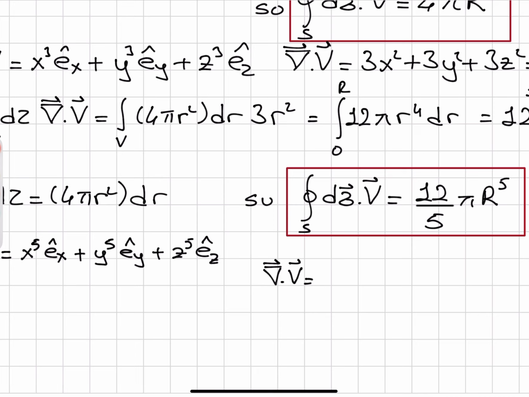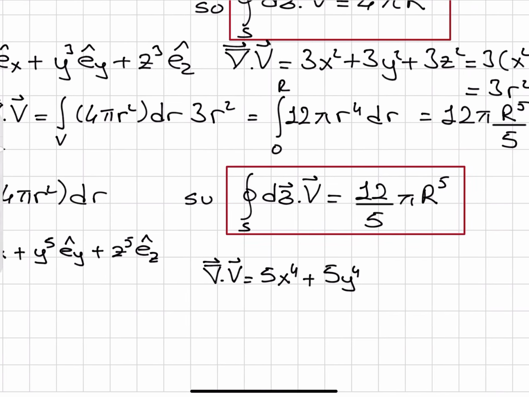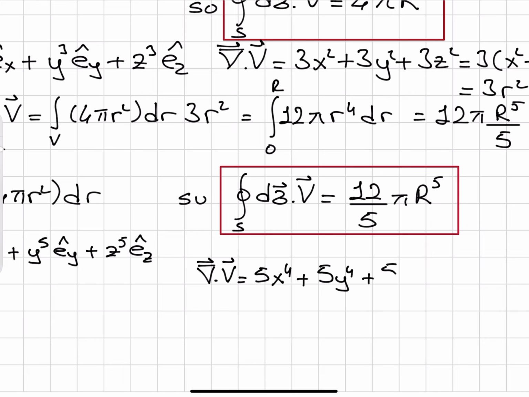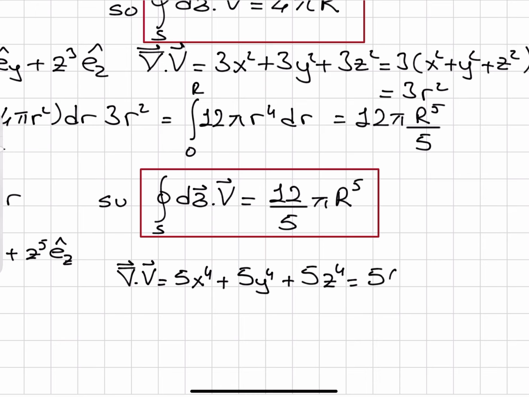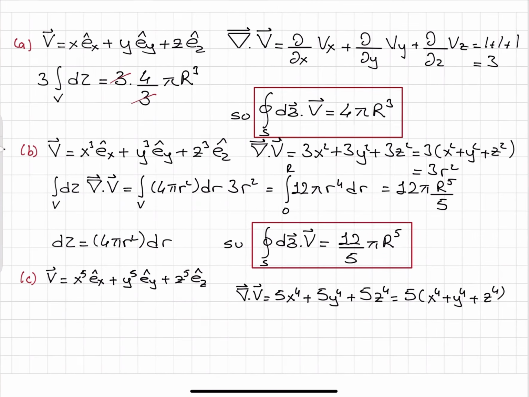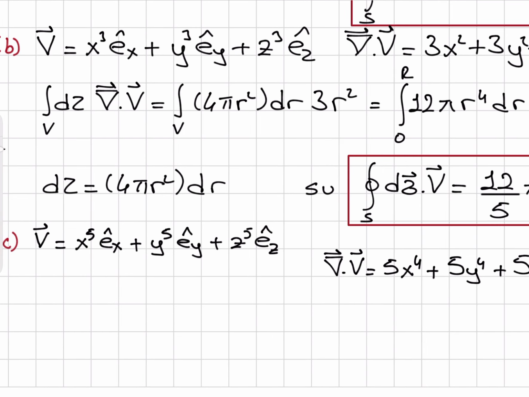We take a derivative with respect to x. We obtain 5x^4 for the x component. For the y component, we obtain 5y^4. And for the z component, we obtain 5z^4. So our divergence is 5 times (x^4 plus y^4 plus z^4). Okay. Now we're using Gauss's theorem.